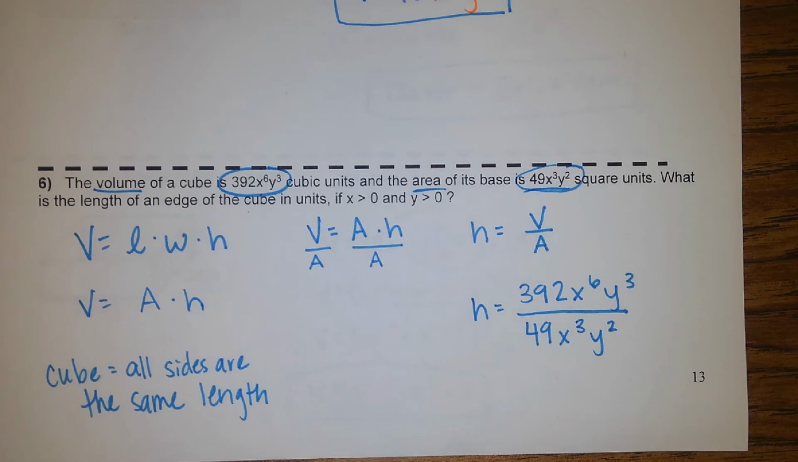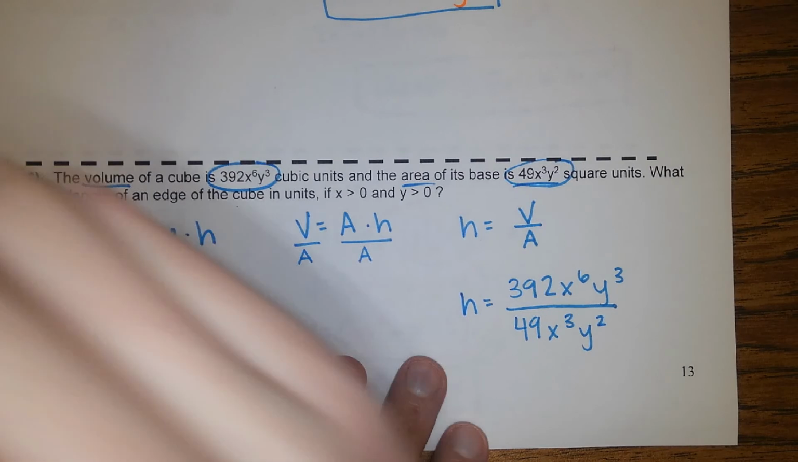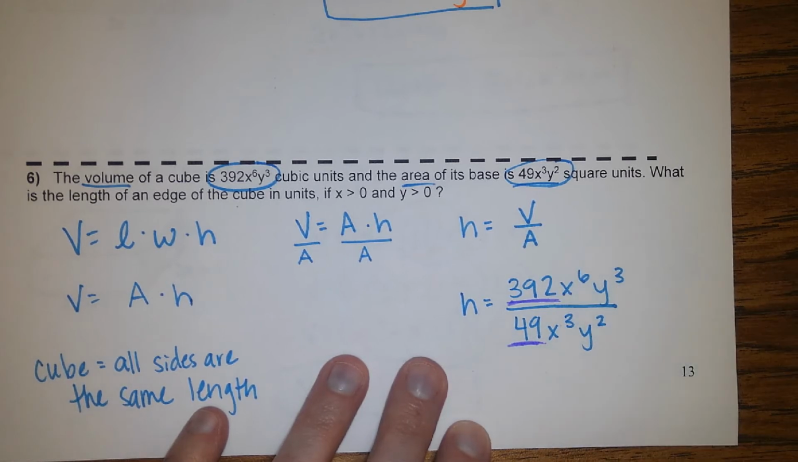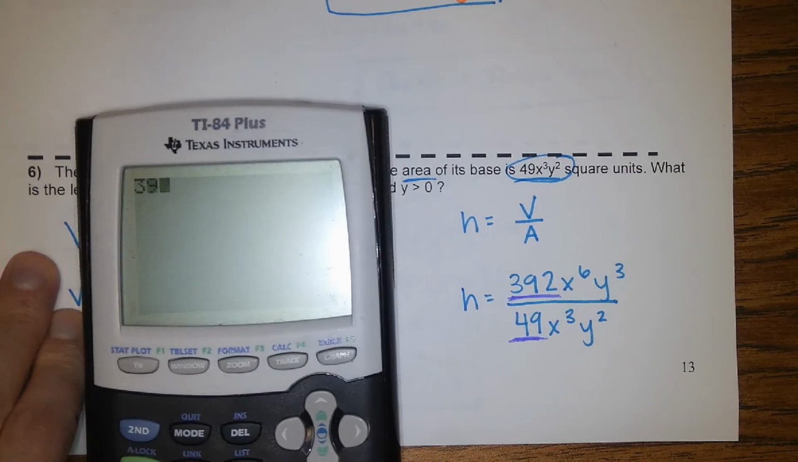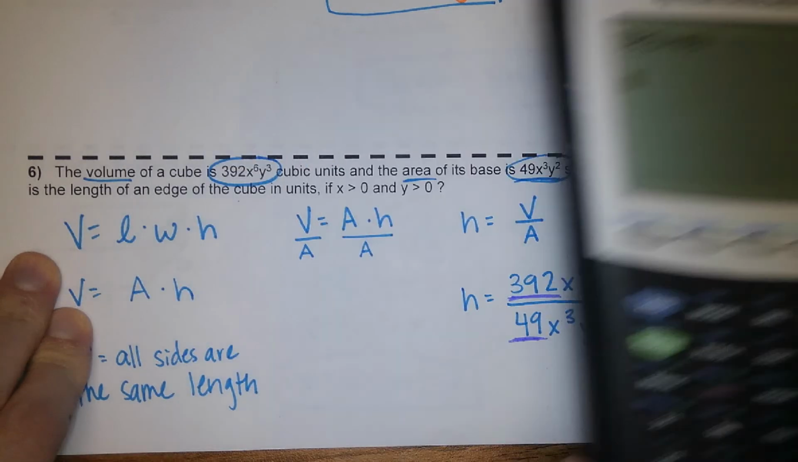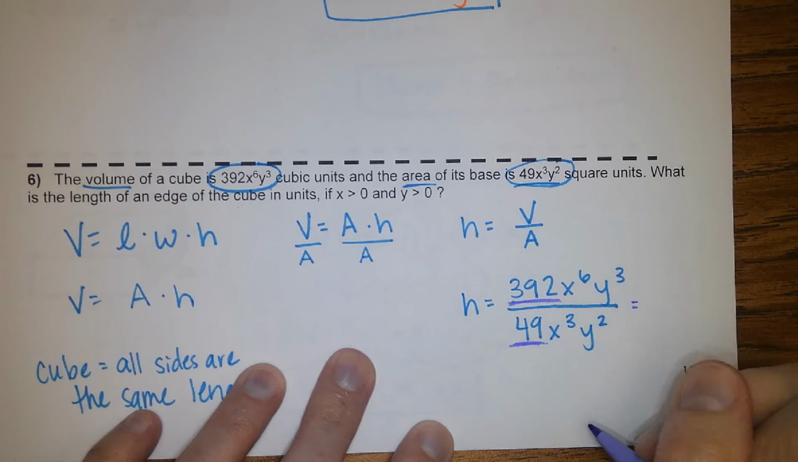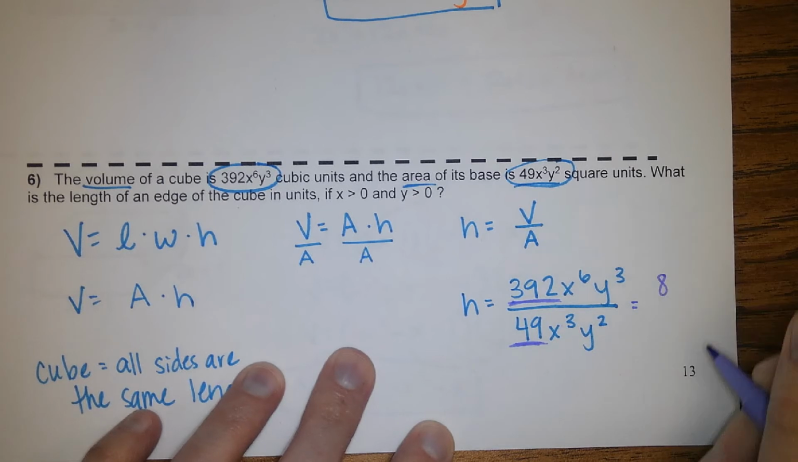All right, so what we want to do is go ahead and simplify this. So the first thing we're going to do is simplify our whole numbers, or our coefficients, our constants. So 392 divided by 49, let's see if that divides evenly, all right? So I will pull out my handy-dandy calculator here, and I will say 392 divided by 49, and we see that it divides nice and evenly into 8. All right, so we have 8 on top, and I guess 1 on the bottom.